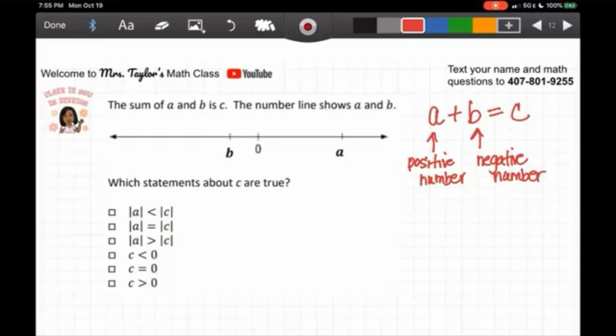Now, it appears that A is further away from 0 than B. So that means that the absolute value of A is going to be greater than the absolute value of B, because you can tell that B is closer. So we could give them actual numbers here if we wanted to, or we could just go with the idea of what's actually going on.